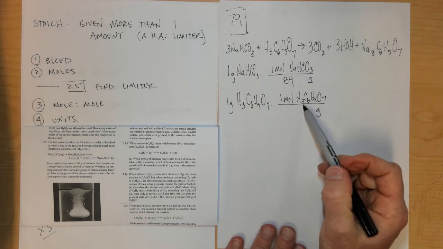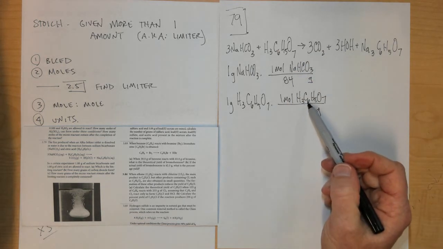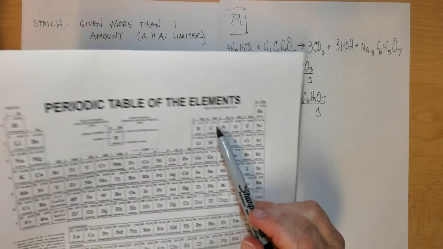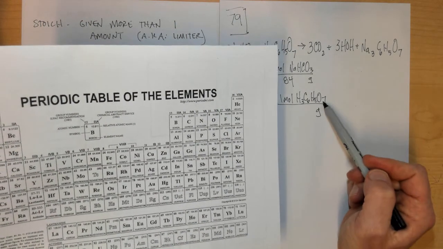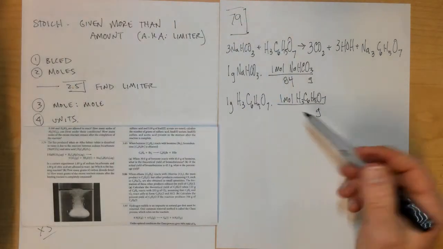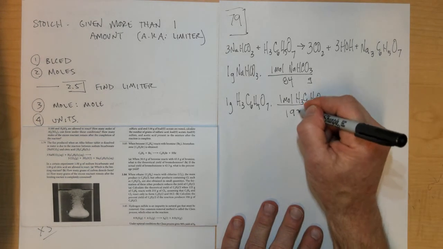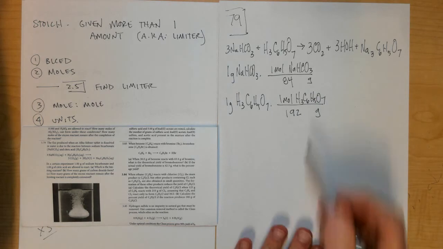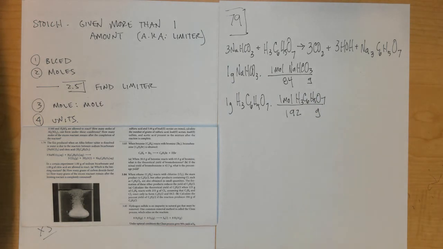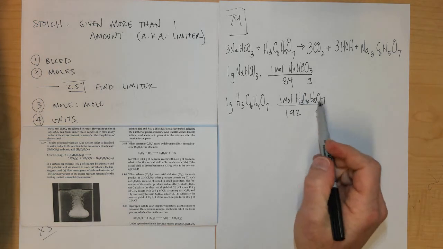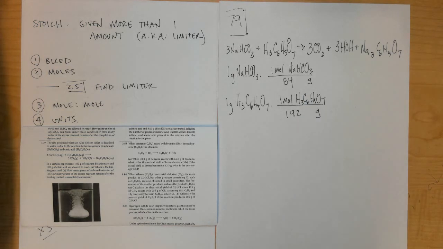And then this one's even worse. 3 H's, 6 C's, 5 H's, and 7 more O's. Got to add all those up on the periodic table, and that one adds up to 192. Watch those, because those are a frequent source of error for people on quizzes and tests, adding these things up. Just be really picky with your calculator on that.